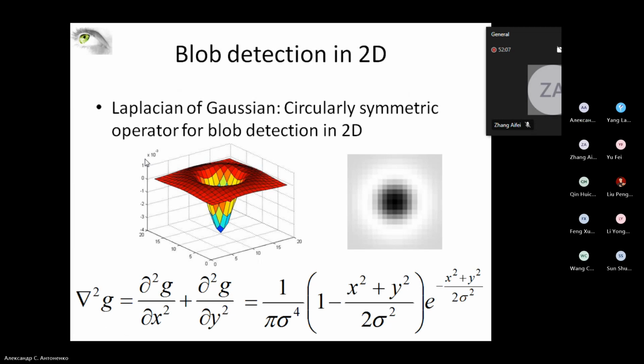Okay, so what about two-dimensional space? The Laplacian of Gaussian looks like this, and is calculated using this formula. It's a circularly symmetric operator for blob detection in two-dimensional space. It looks like this if we draw it. So it's dark inside, and light around, so it has a very big negative value inside.